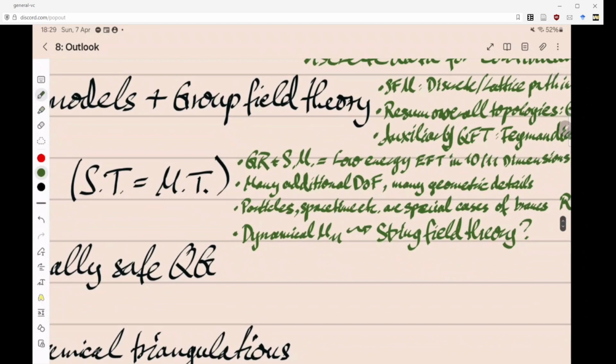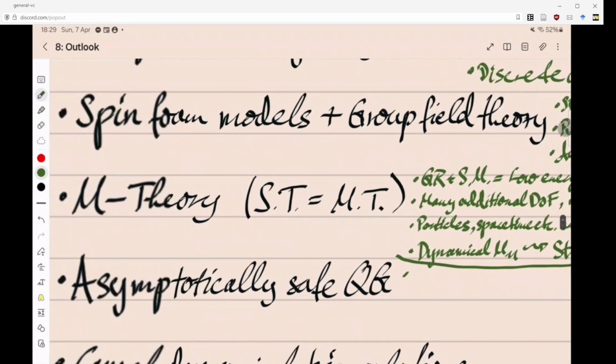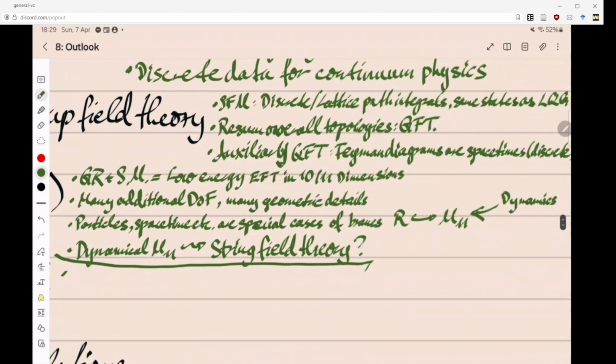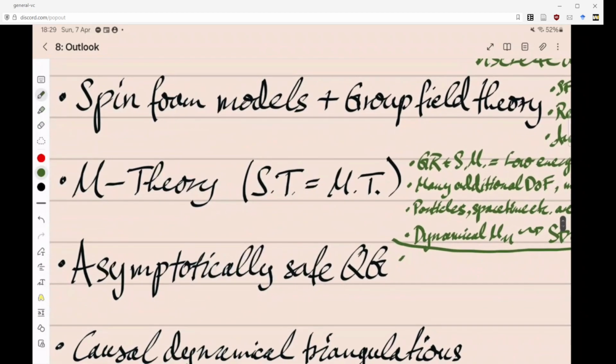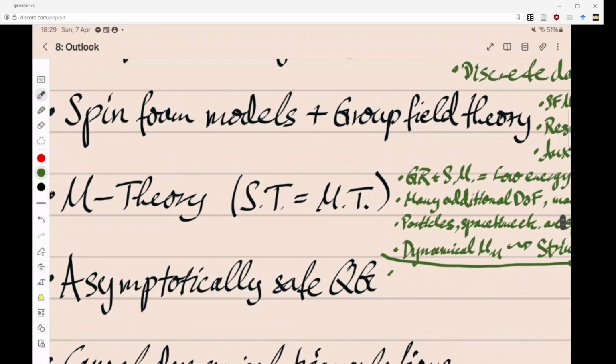The next thing I want to... So Bub says you can turn off the fluxes of the compactification, for example, to kill off most of these additional degrees of freedom. Okay, most of them.